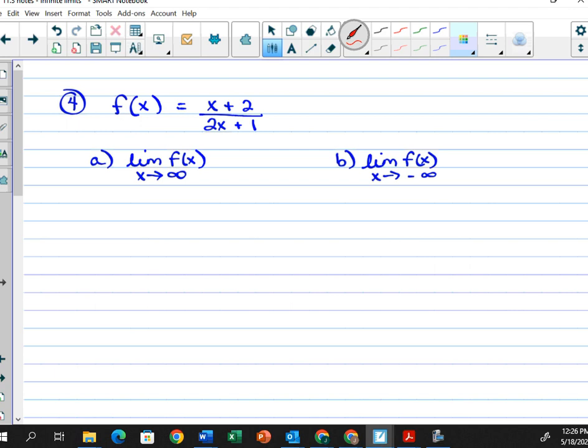Okay, we are talking about x approaching infinity and negative infinity. That's called the end behavior, right? The ends of your graph. So what we need to think about is, is there a horizontal asymptote? And again, end behavior is what we're trying to figure out.